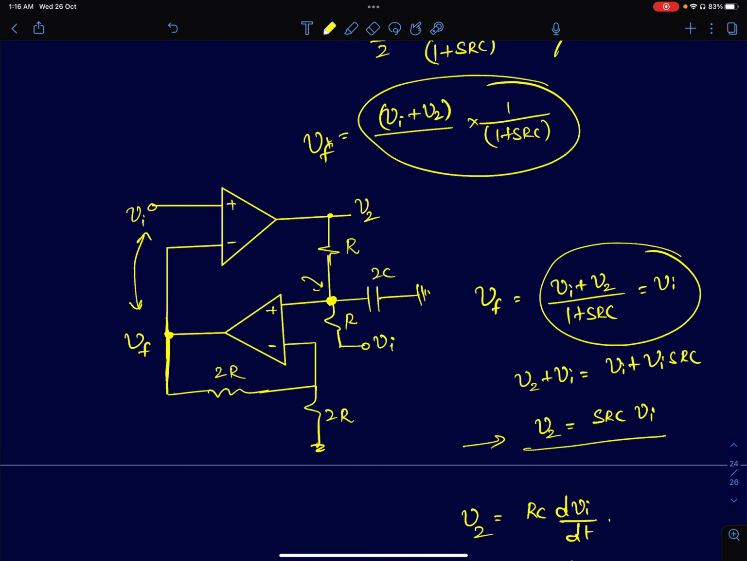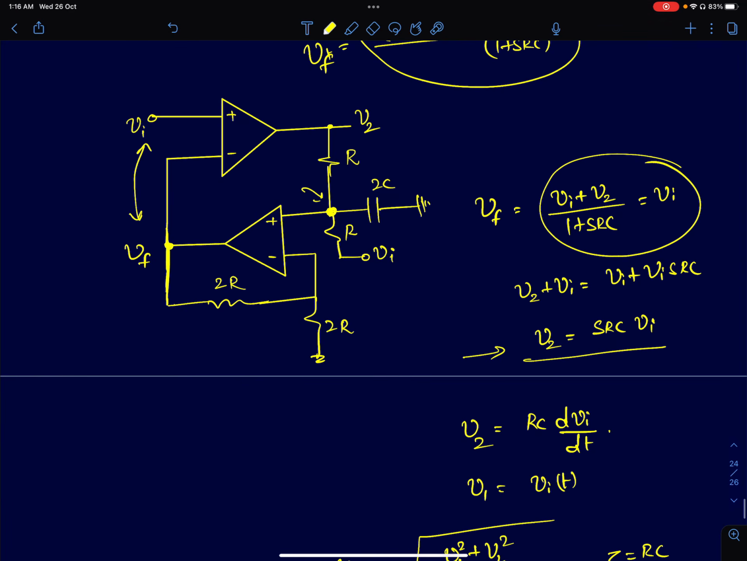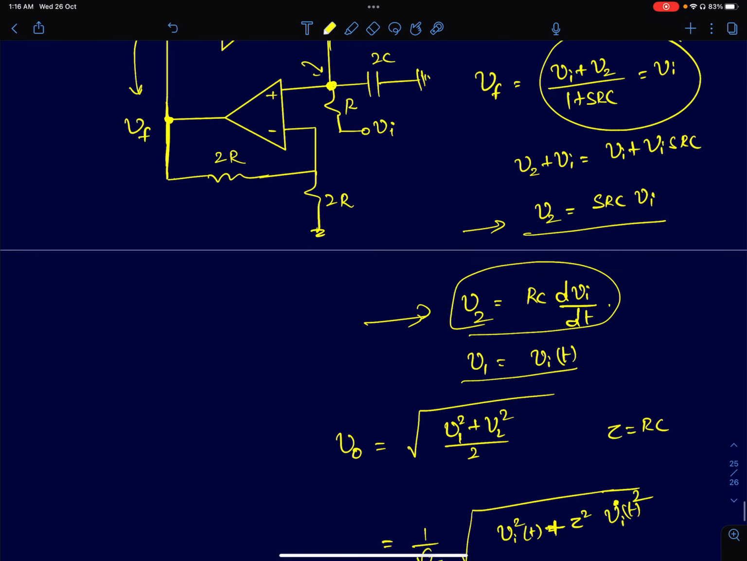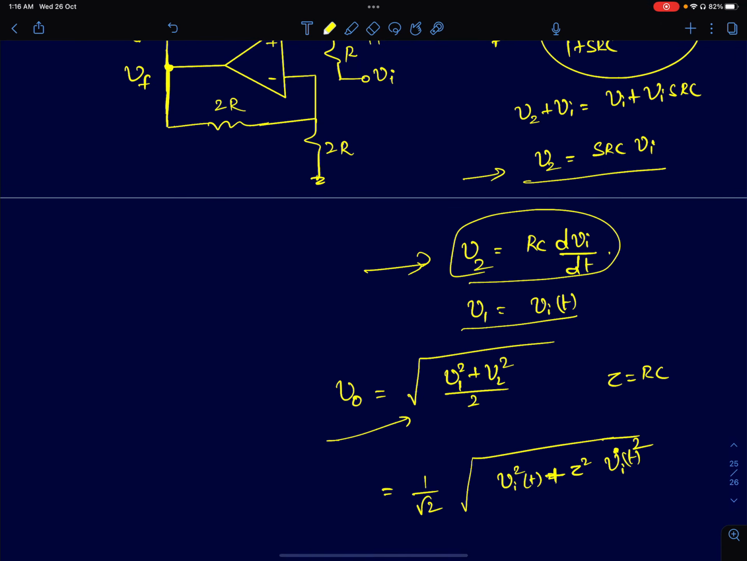It's just a differentiator circuit. Okay, it's a very simple differentiator circuit. So I've just shown it and I've realized it using negative feedback. It's a non-inverting differentiator. So in time domain, V2 is RC dVi by dt and V1 is Vi of t itself. So you know V1, you know V2. So the output voltage is simply root of V1 square plus V2 square by 2.